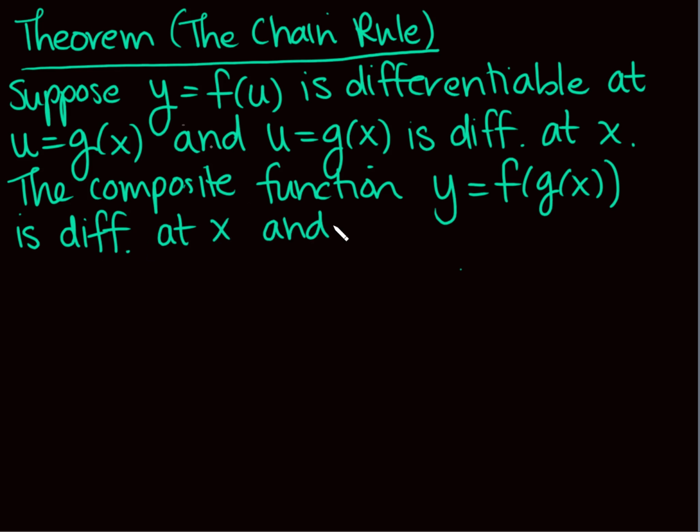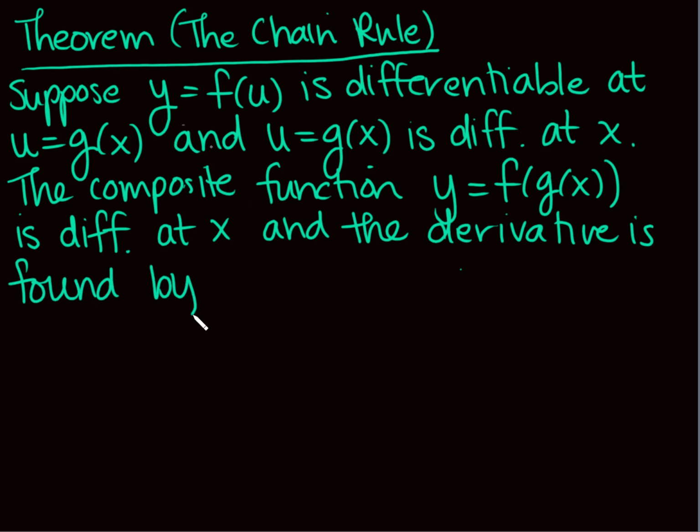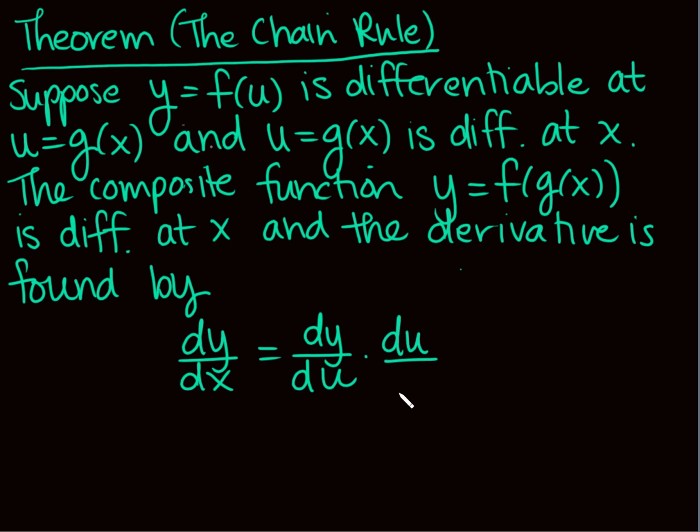And the derivative is given, or is found, by the following. Okay, so two notations. First, if I want the rate of change of y with respect to x, I take dy with respect to u, right? So that's this form right here. That's the derivative of my outside function. And then I need to multiply by the derivative of the inside function, which is du dx, okay?